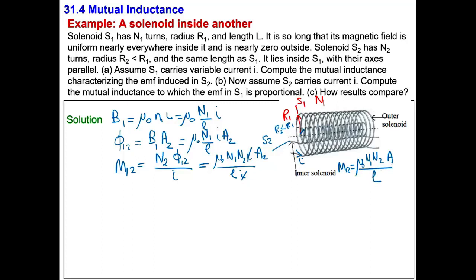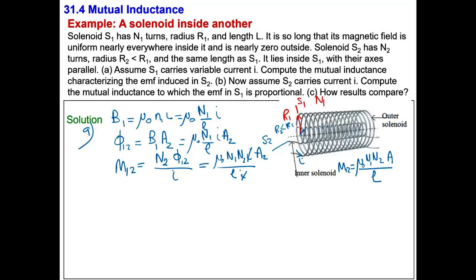Correct? So now let's reverse the roles. They said, now assume S2 carries a current I. Compute the mutual inductance to which the EMF in S1 is proportional.